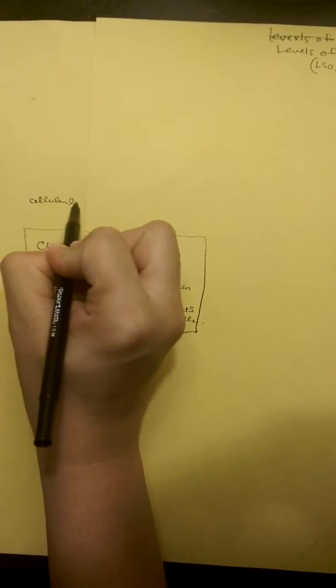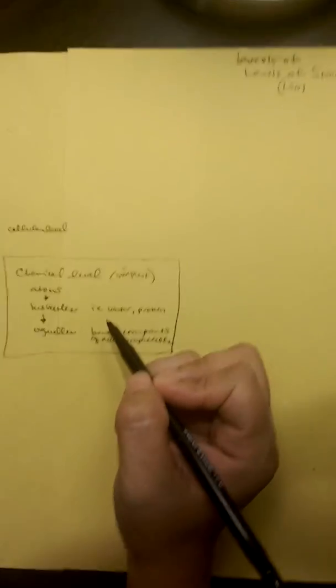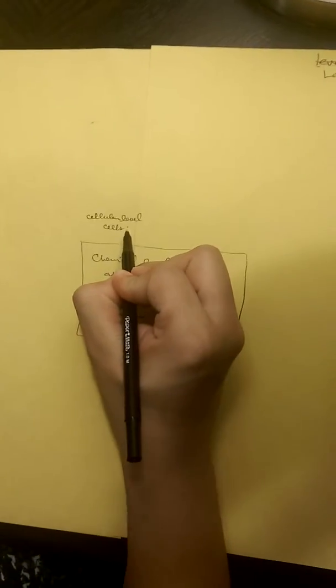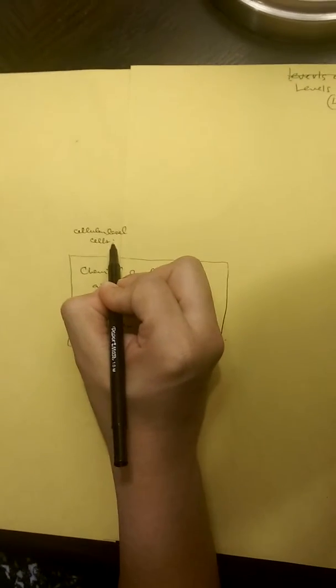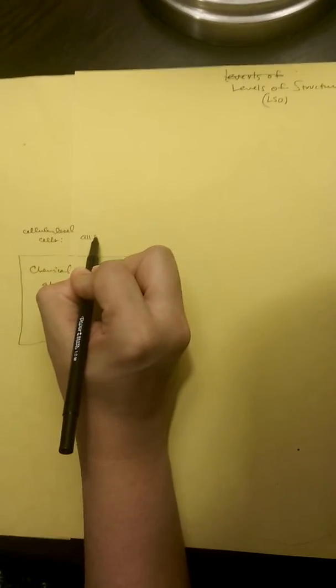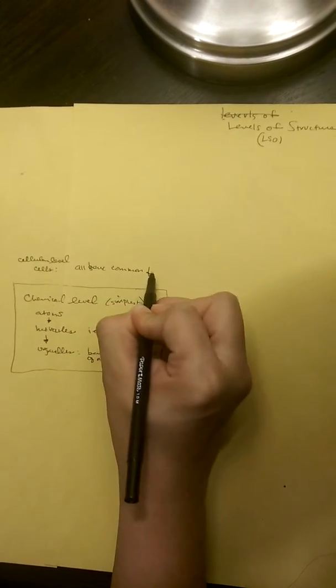Next, we have the cellular level. And at the cellular level, we have obviously cells. And remember that all cells have common functions. They all have a common function.